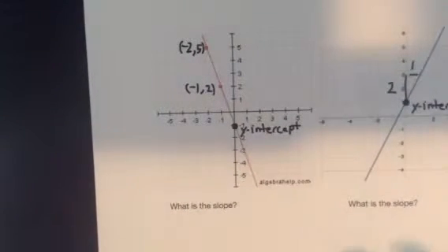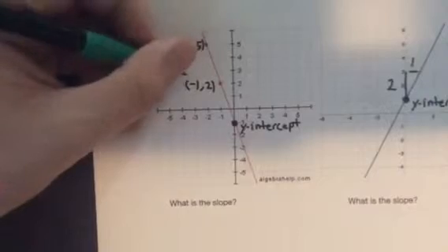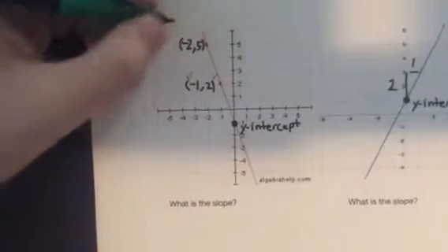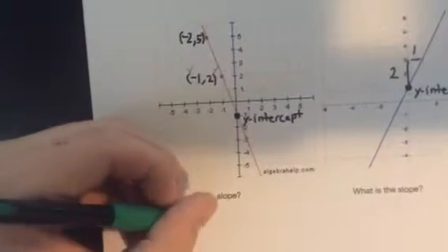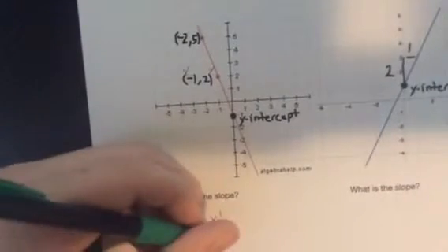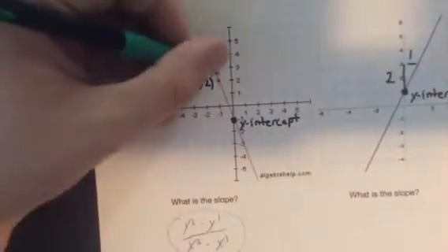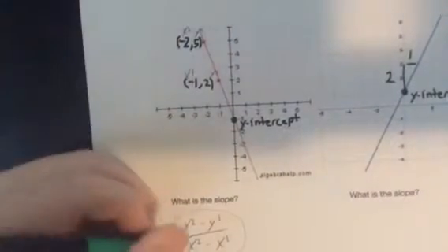Right here, we have a slope-intercept graph with slope on it. So what you do right here is you see these points. This is the x, this is the y, and what you do is you go y2 minus y1 over x2 minus x1, which is how we're going to find our slope. So we go x1, y1, x2, y2.